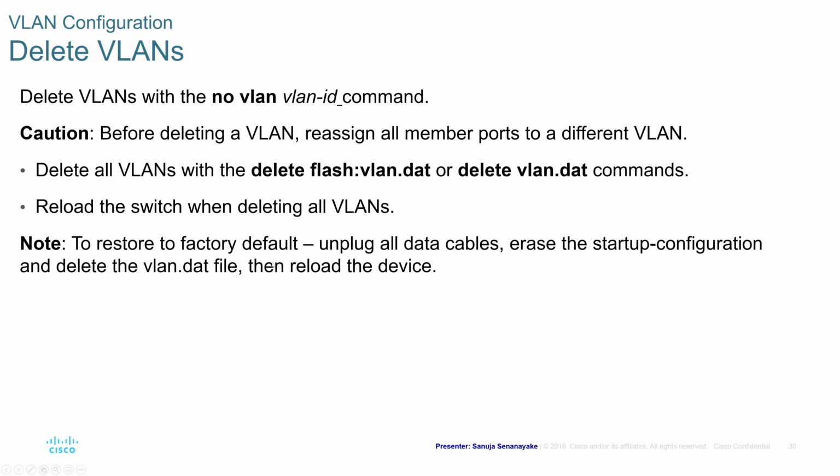Please note, to restore to factory default, unplug all data cables, erase the startup configuration, delete the vlan.dat file, then reload the device. So if you want to set a Cisco device like a switch to factory settings, unplug all data cables so there is no state up there, erase all the startup configuration, delete the vlan.dat file, and then reload the device. Otherwise, it may still have some VLAN data from previous configurations in the switch or router.